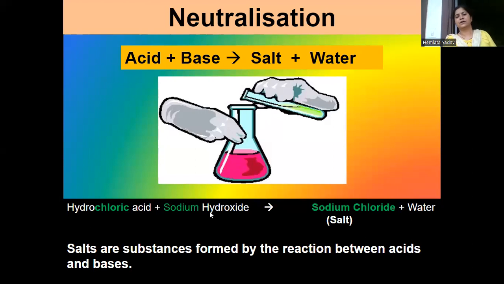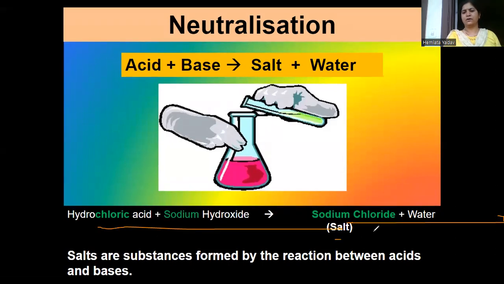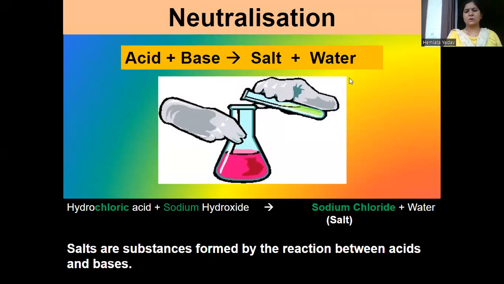Hydrochloric acid plus sodium hydroxide: the reaction is written at the bottom. It gives sodium chloride plus water, and sodium chloride is a salt. Salts are the substances formed by the reaction between the acid and the base. This is the main reaction: salt is produced and water is produced.